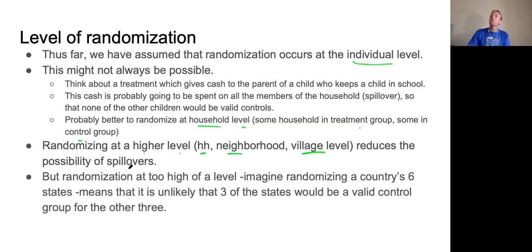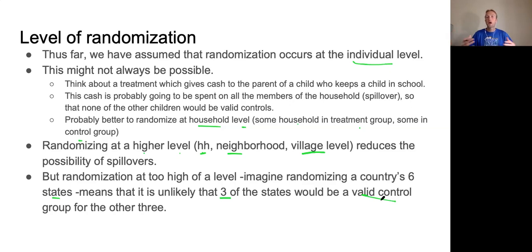However, randomizing at too high of a level can also mean that there are too few units, right? So imagine that a country has 6 states. And so if you randomized at the state level, that means that there's 3 states in the control group maybe and 3 states in the treatment group. And that's not enough. Remember, we want our groups to be at least 100. So we want our groups to be 100 so that the comparison group is a valid control group.